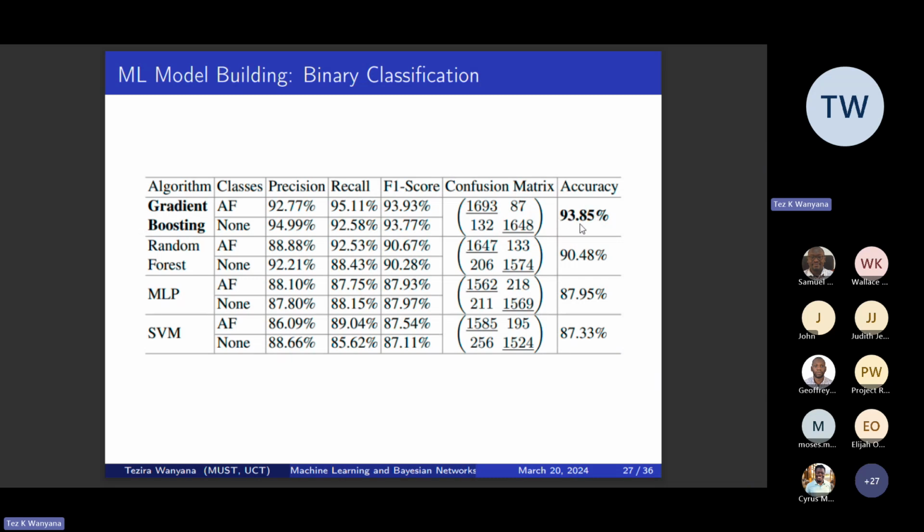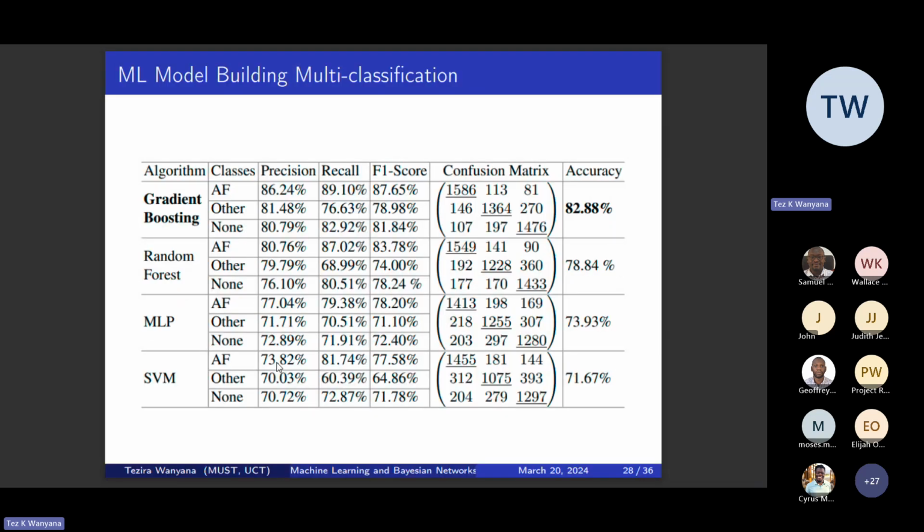This is how the results looked when we did the binary classification. We had an accuracy of 93.85. And then this is what the confusion matrix looked like, and for each of the classes, this is what the rest of the evaluation metrics look like for each of the algorithms that were implemented. And then when you move on to the multi-class, of course, it's lower, but gradient boosting was still the best with 82.88%, and this is what the rest of the metrics returned.